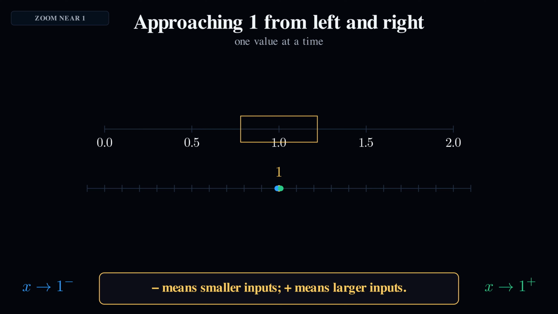Now from the right side, the inputs are greater than 1. 1.1 is close. 1.01 is closer. 1.001 is even closer. We write x approaches 1 with a small plus sign. That plus sign means from larger inputs.